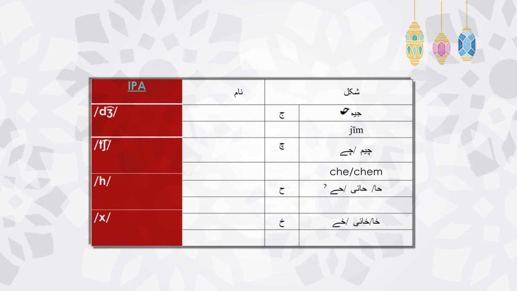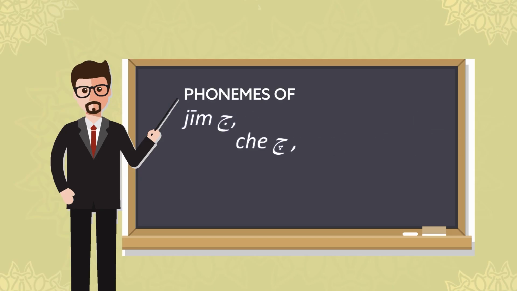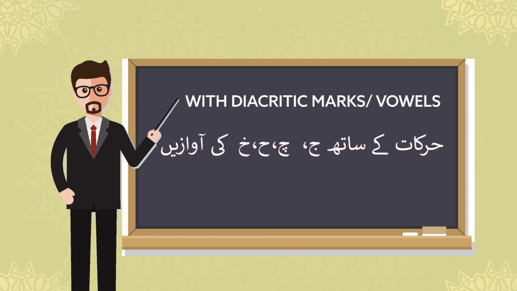And we have names of this group: Jeem, Cheem or Che, Ha, Hai or Hey, Khai or He. And in the fourth column you can see how they are pronounced. You will learn about this in later classes. Now we'll talk about phonemes of Jeem, Che, Ha, Khe with diacritic marks or with vowels.